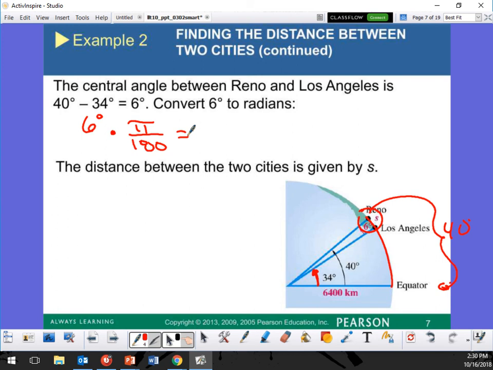The answer is 1 over 30. Okay, 1 over 30, but what are you missing off of it? Put the pi back in. So it's going to be pi over 30. Good. That's good.